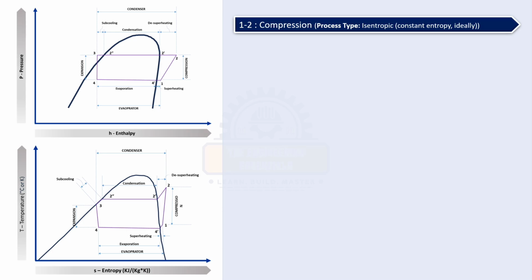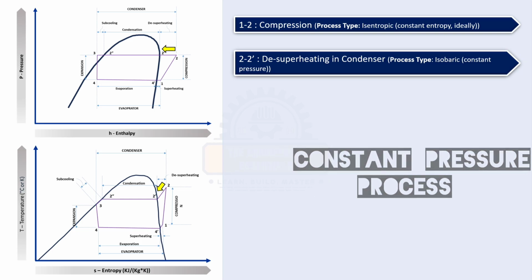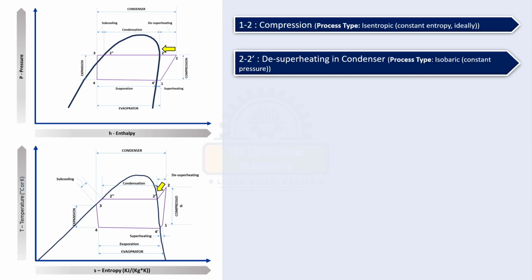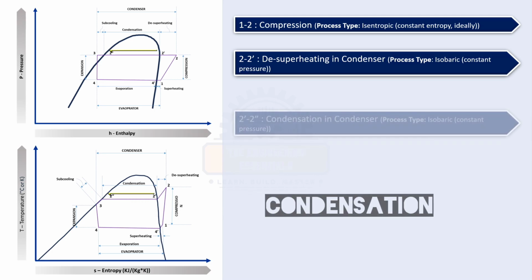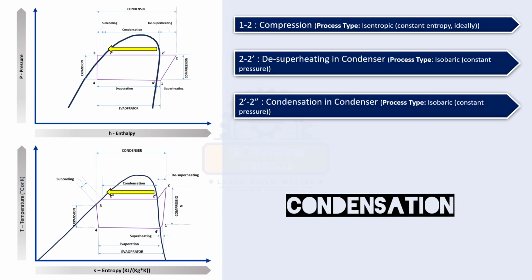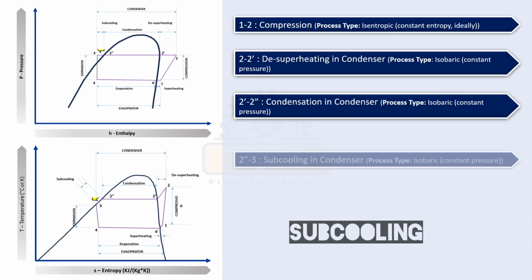The process 2 to 3 takes place in the condenser. It is a constant pressure process, that is isobaric. As I explained back in the schematics, there are 3 sub-processes that take place in the condenser, in which the first is desuperheating. In this, refrigerant from superheated condition is brought to saturated vapor condition by heat rejection, followed by condensation, that is from process 2' to 2''. It's a phase change process in which saturated vapor refrigerant transforms to a saturated liquid refrigerant, followed by subcooling, that is from process 2'' to 3.